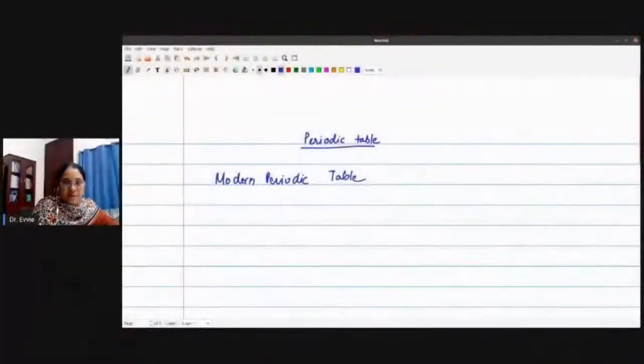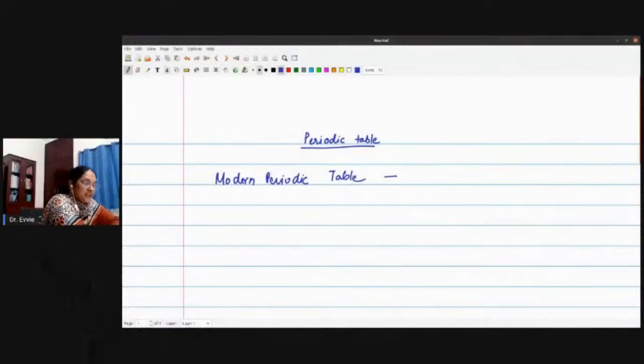First, let me tell you about the modern periodic table, because all the properties of the periodic table depend on the modern periodic table. I think all of you would have seen the setup of the periodic table, like how many groups it has, how many periods it has. Let me just tell you. So what is the modern periodic table? You would have already studied the history, like how it started. Just before this, you would have studied Mendeleev's periodic table, right? So now we will start. Everything starts from the modern periodic table.